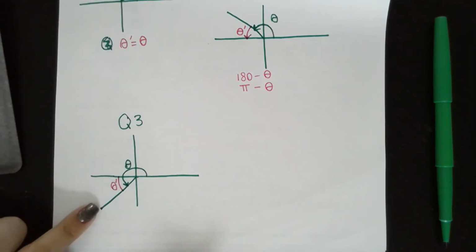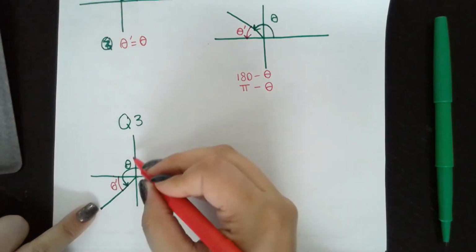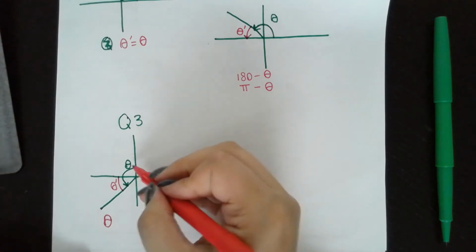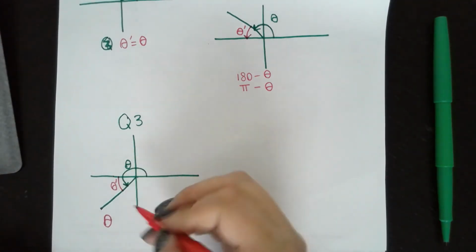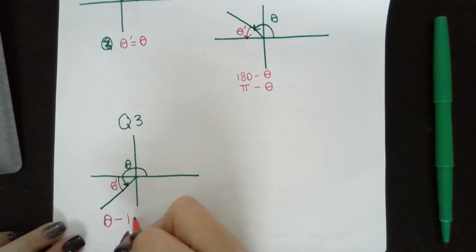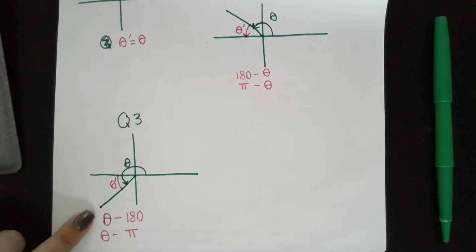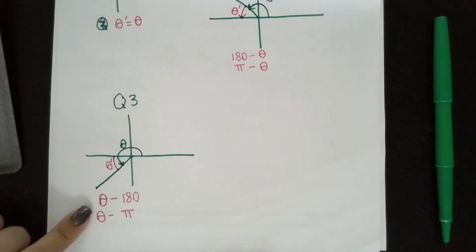So how do I find this? Well, my angle is going to be bigger than 180. I'm going to take my angle and subtract 180, or I'm going to take my angle and subtract pi, whichever units you're in. Okay, so that's quadrant 3.